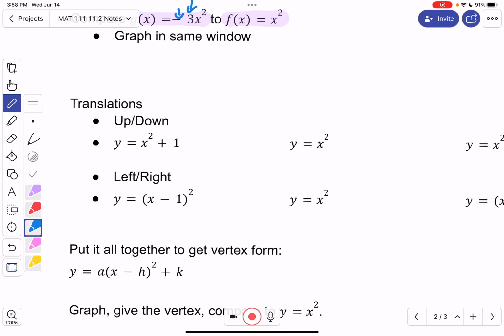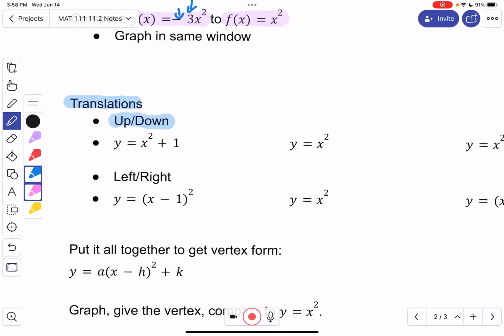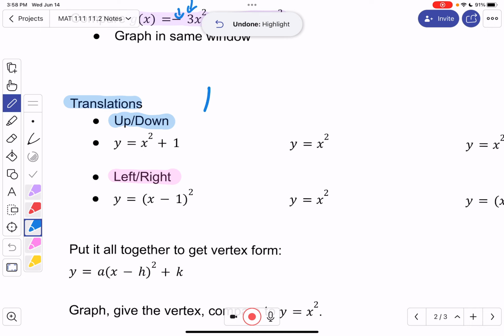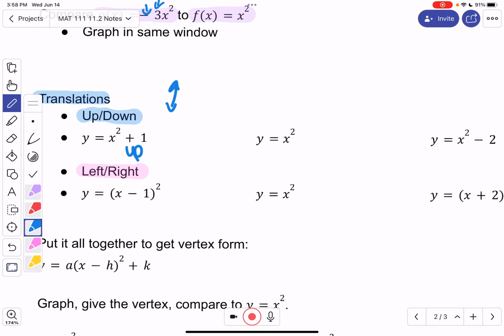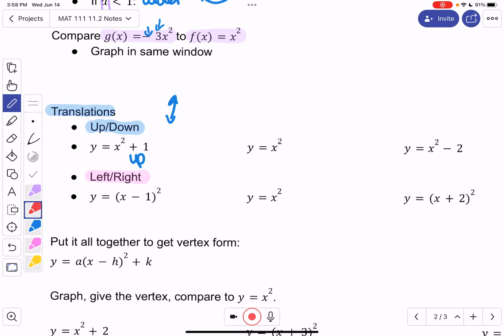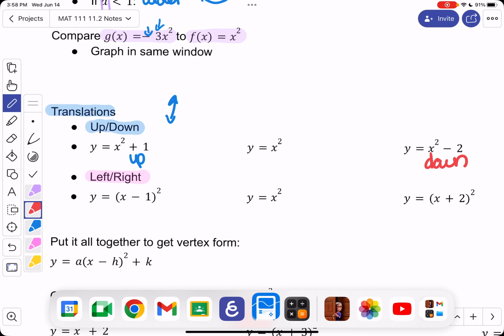Another type of way they change is called a translation or a slide. So you can slide either up or down or left or right. Up or down would be on your y-axis. So if you're adding a number to it, you're going to move it up. And if you're subtracting a number, you're going to move down. So let's see that on the calculator.